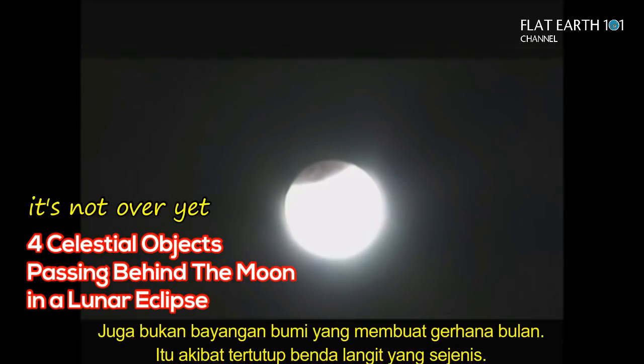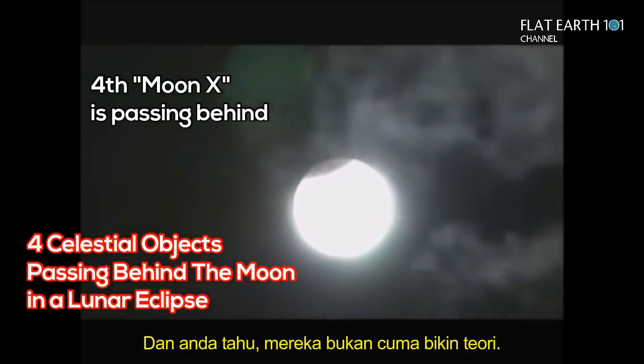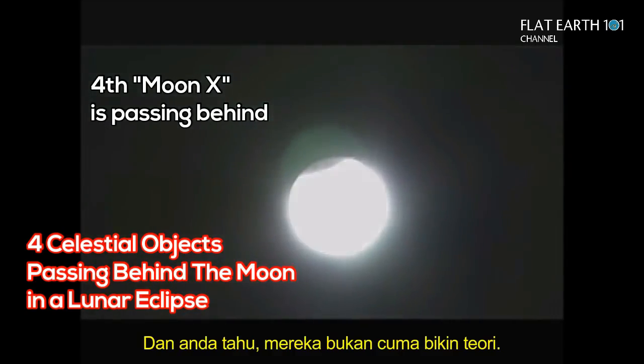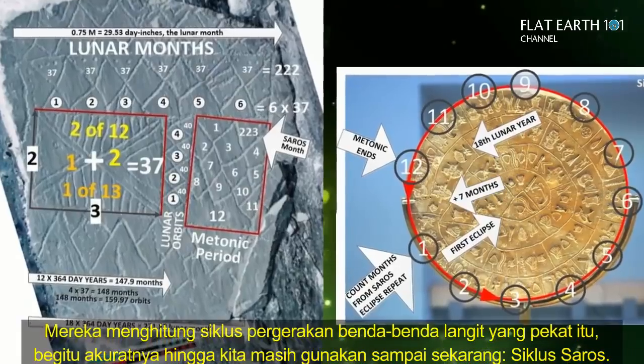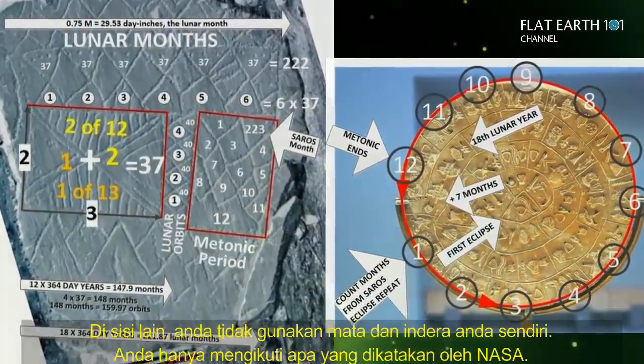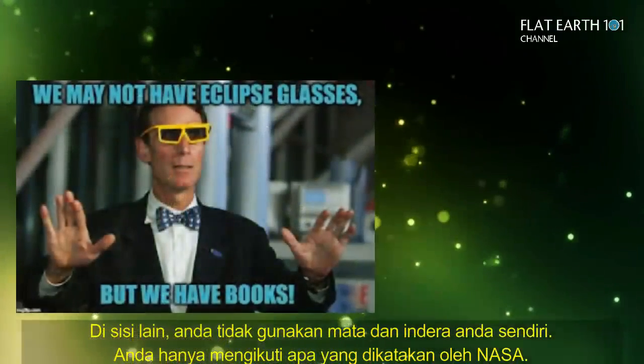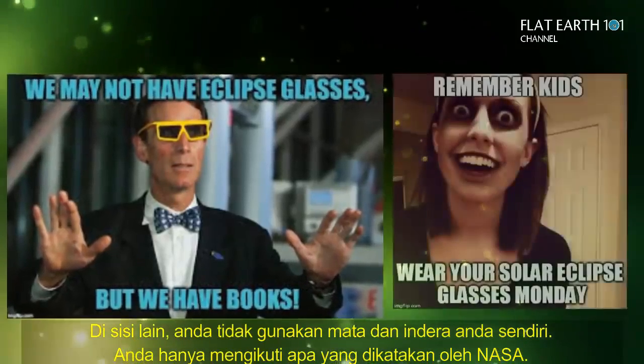And it's not the Earth shadow that eclipsed the moon either. It's a similar dark sky object. And you know what? They didn't just make theories. They calculated the cycle of these dark objects, so accurate we still use today, solar cycle. On the other hand, you don't use your own eyes and your own senses. You just follow what NASA told you.